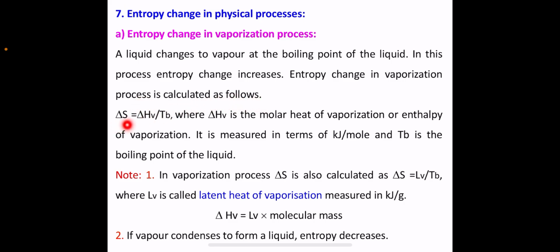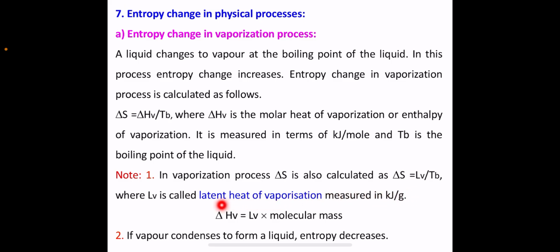Delta S, that is entropy change, is equal to delta HV divided by TB. Here delta HV is called the molar heat of vaporization or enthalpy of vaporization, and it is measured in kilojoules per mole, and TB is the boiling point of the liquid. This is how we study the entropy change in the vaporization process. Here we have to note down 2 points. In the vaporization process, delta S is equal to LV divided by TB, where LV is called the latent heat of vaporization and it is measured in kilojoules per gram.